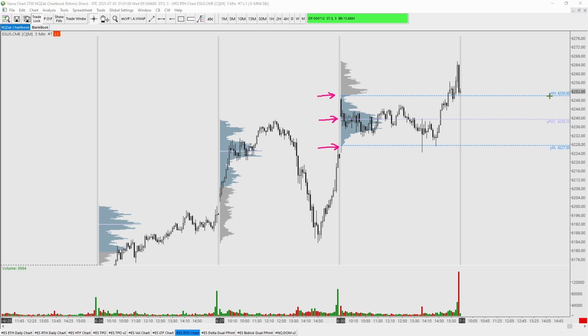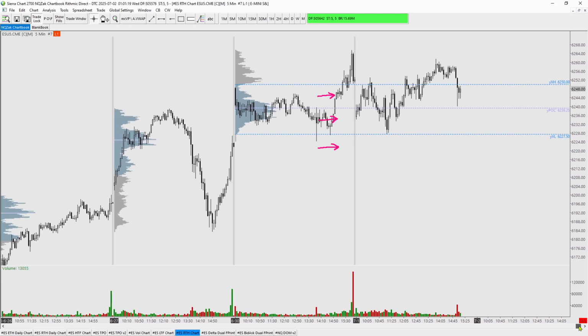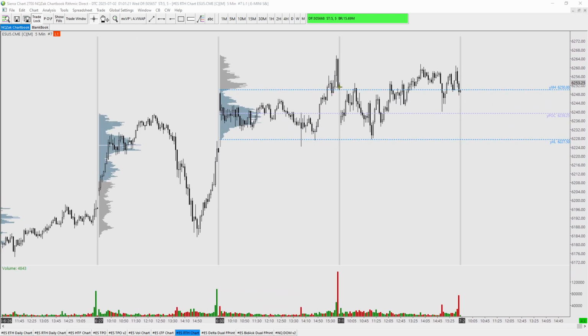You can see here, yesterday value high, yesterday point of control, yesterday value low. So that's for this day. And now let's fast forward to see how we reacted to these levels. Let me clean that up.